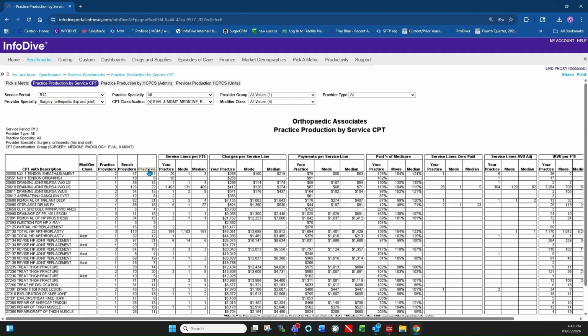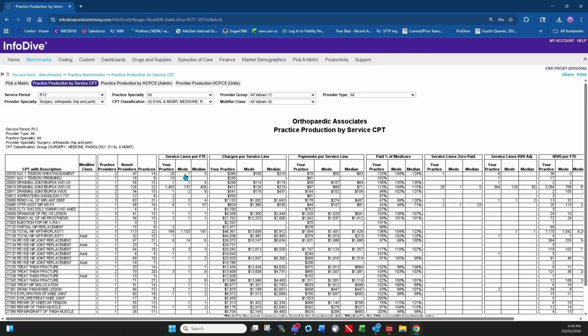So just for an explanation on that, the very first CPT you see, 2 of the practice providers with this specific specialty do this 20550. Out of the benchmark community, 47 providers do this specific procedure, 14 practices for those 47 providers. This tells you the service lines per FTE. So in your practice, there's 20 service lines per full-time employee physician.